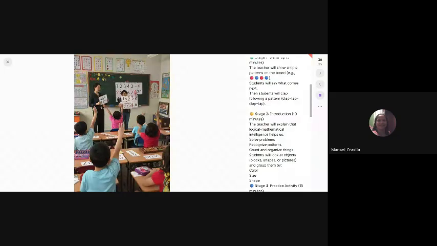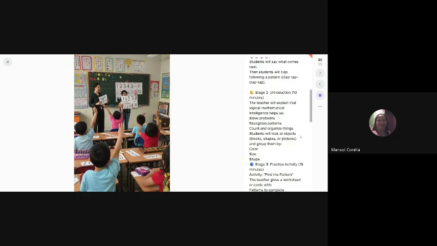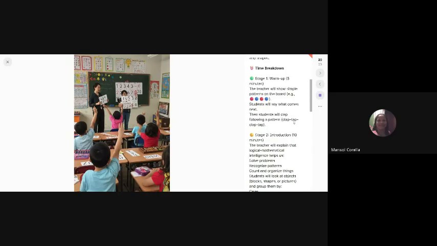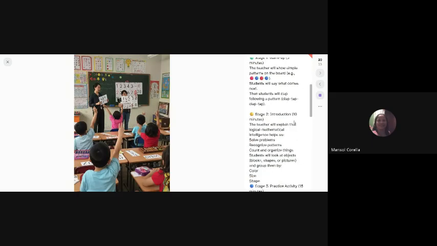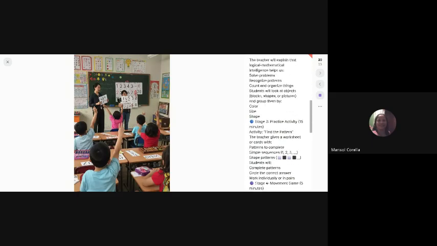In stage 2, I introduce the logical mathematical intelligence, and here I put 10 minutes when the teacher will explain how it helps students solve problems, recognize patterns, count, and identify colors, sizes, and shapes. And stage number 3 is the practice activity.